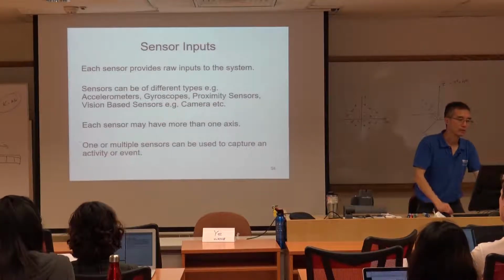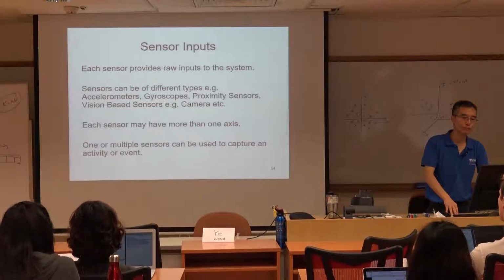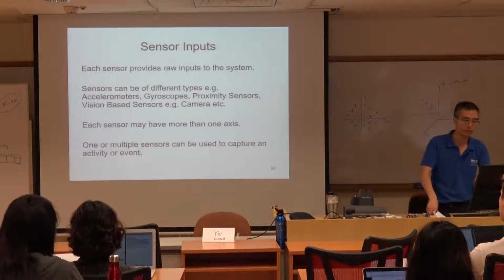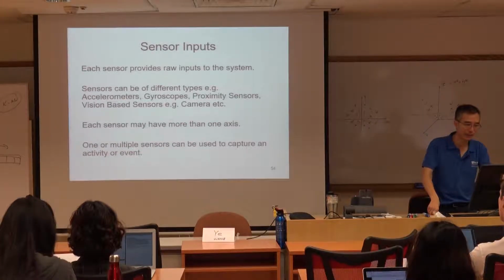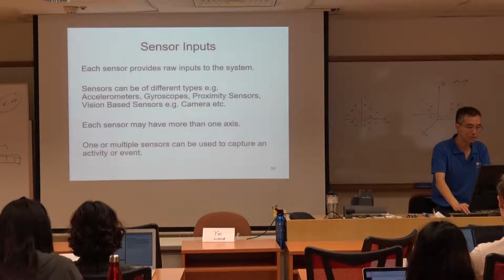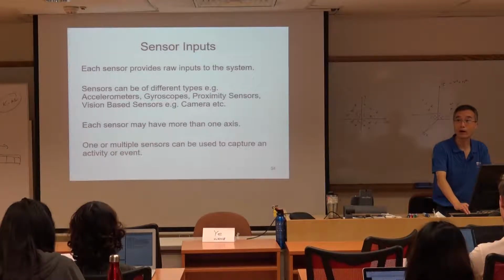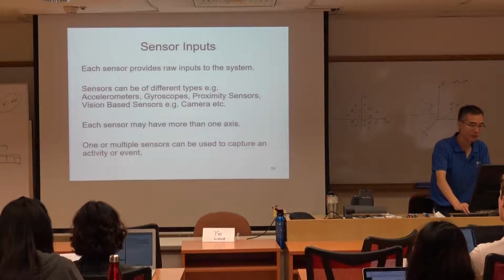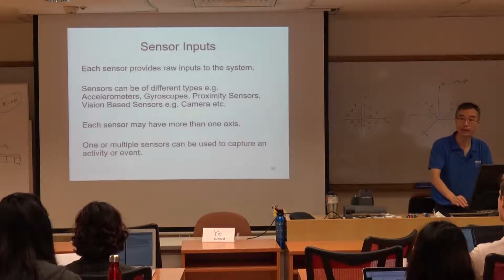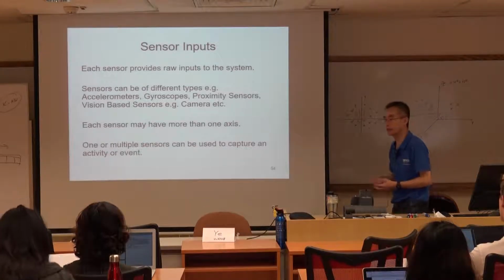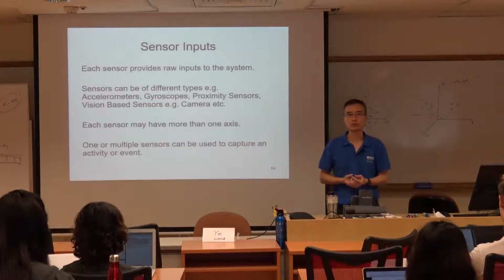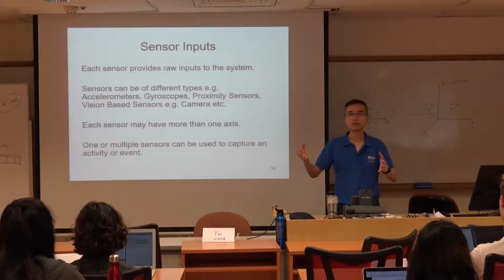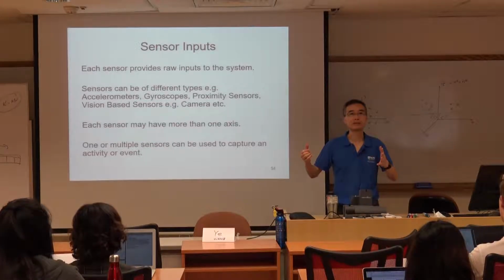Sensor input. The sensor provides basically the raw data to the system. The sensors can be of different types, and we have accelerometers, gyrometers, and so on. Each sensor may also have more than one axis. Typically, we have three axes, X, Y, Z. And multiple sensors can be used to capture an activity. In this particular case, Mick, can you remind me for your project, how many devices can a student use?